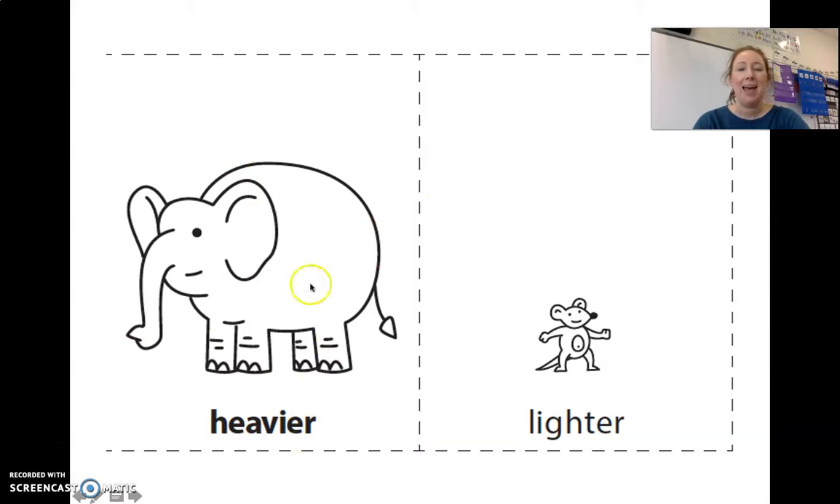If something is heavy and it's heavier than the other object, we say heavier. I know in my schema, in my brain, that when I look at an elephant and a mouse, the elephant is heavier than the mouse. Mrs. Lauder, I cannot pick up an elephant. I know that. They're heavy. So it's definitely heavier than a mouse. I know that I can pick up a mouse. So the mouse is lighter. Can you say heavier? Good job. Lighter.